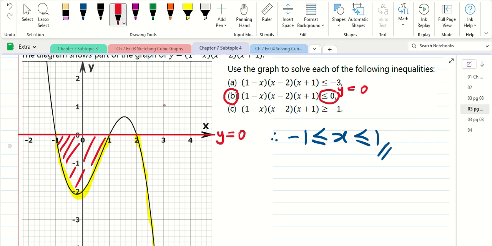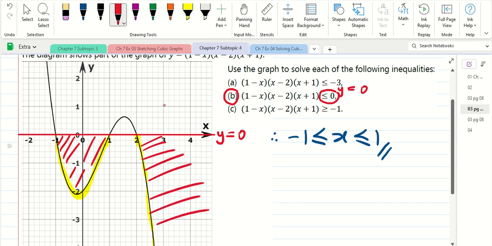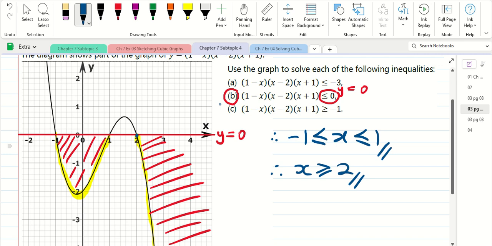And then as for the second one, the region of the cubic graph that is below y equals 0 is this one. It is starting from x equals 2 and going to the right side. So the second solution is going to be x is more than or equal to positive 2. All right, so that's for part B.